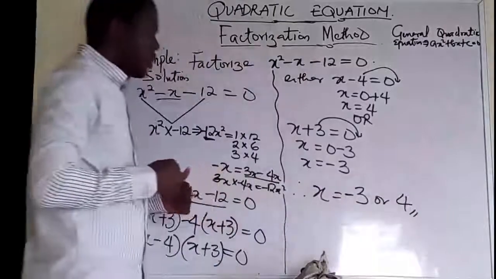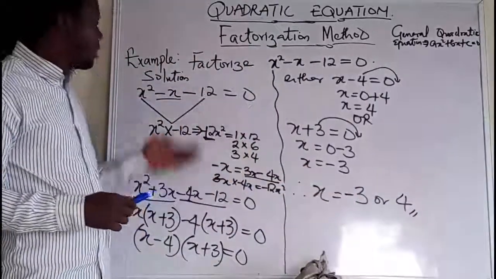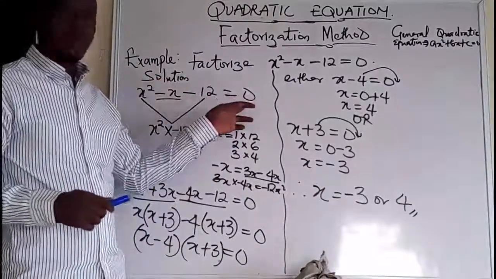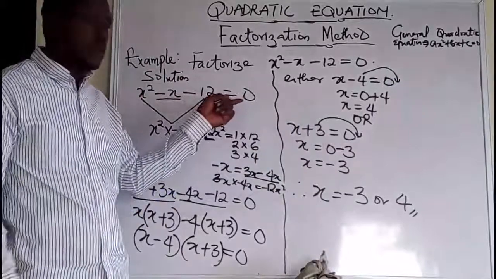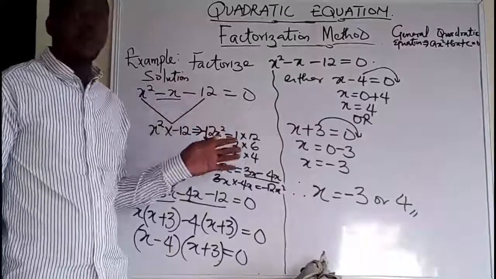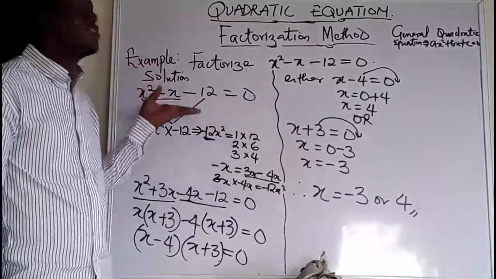Now, these two values here are the values that when you put them into this equation, it must be equal to 0. So when you put minus 3 into this equation, the answer you're going to get must be equal to 0. Or when you put 4, you must get 0. And those two values are the solution to this.